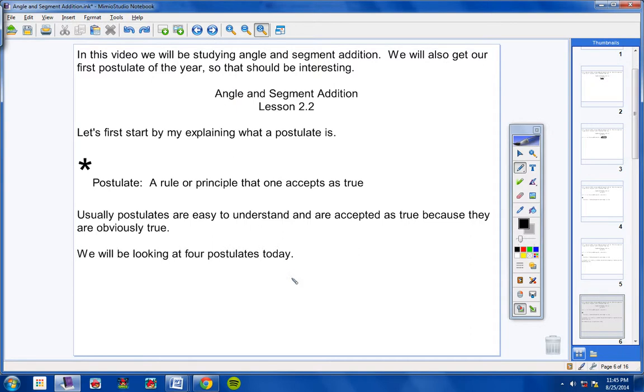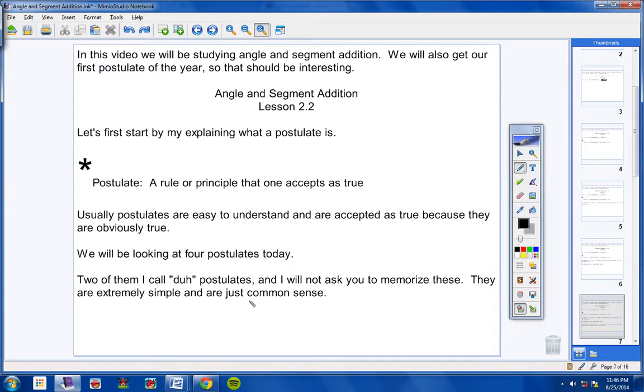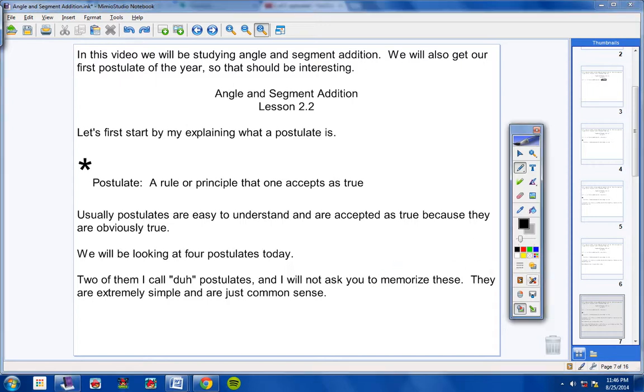We're going to be looking today at 4 postulates, okay? 2 of them I call duh postulates, kind of like duh, that's just common sense. And I'm not going to ask you to memorize these. They're really simple and really just common sense, and we use them all the time, and we just understand that they're true. So I'm not going to make you memorize those 2 postulates, but the other 2 postulates you will be responsible for.